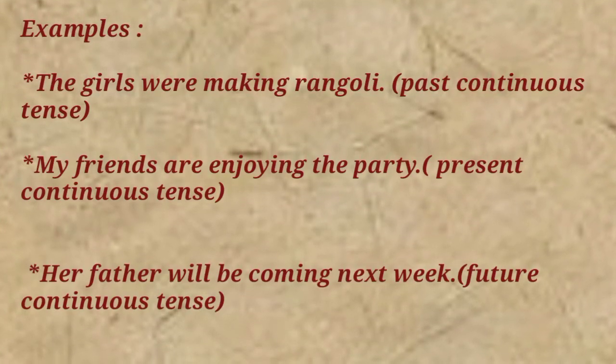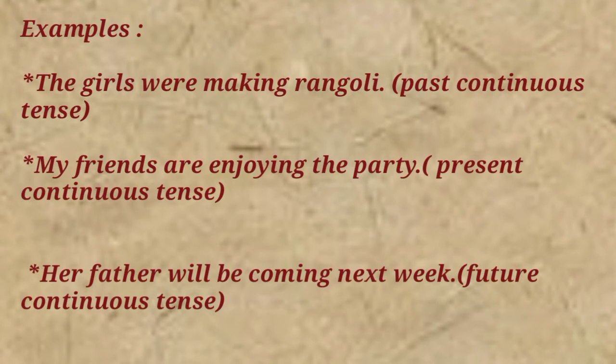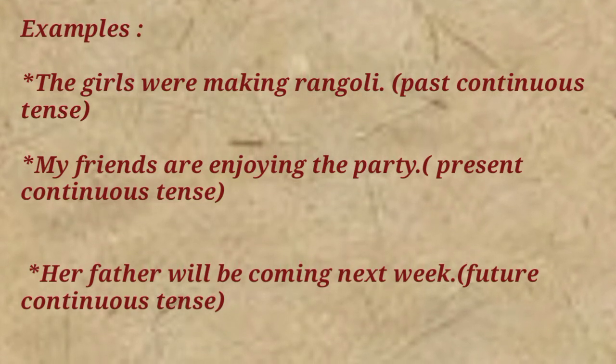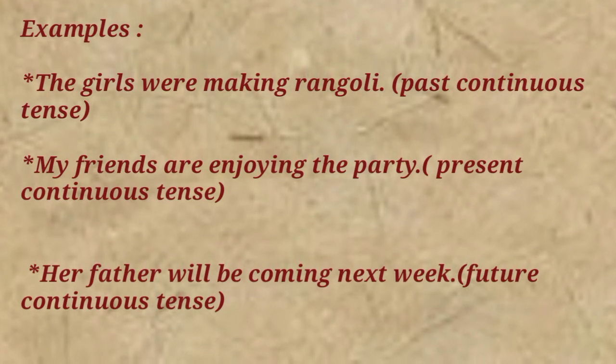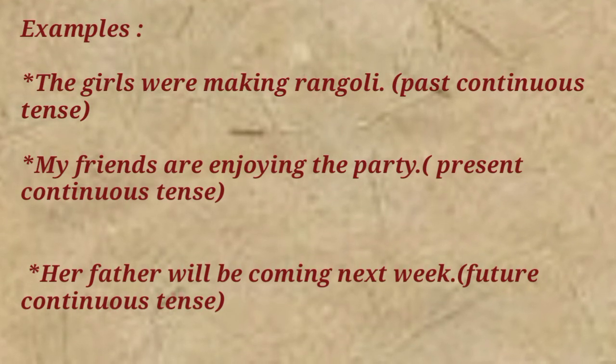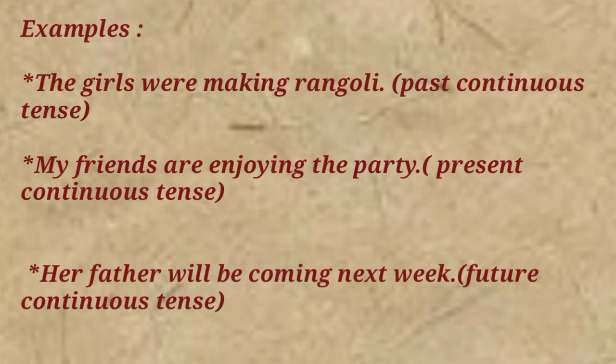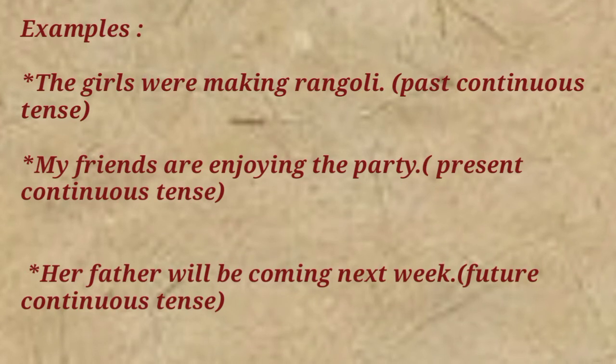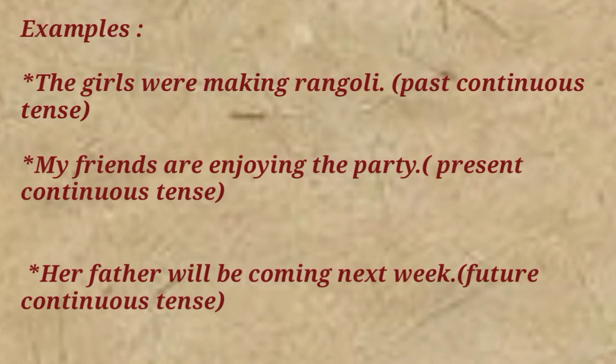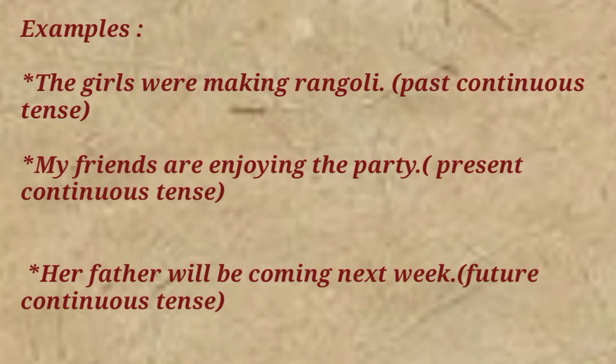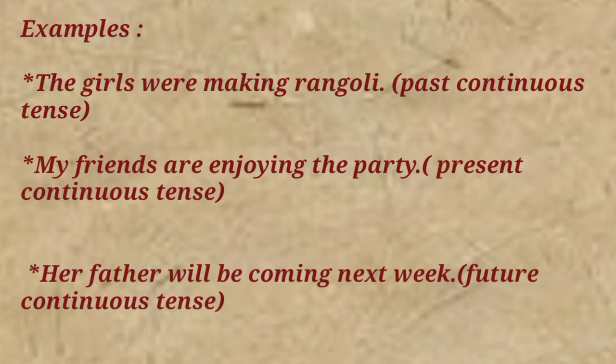The girls were making rangoli, past continuous tense. Girls were making. Girls is plural form, were tells us that it is a past tense, and making is the ing form, it is telling that it is a continuous tense. That means the work was going on at that time.